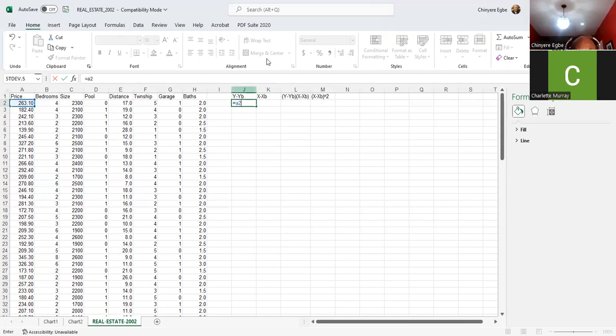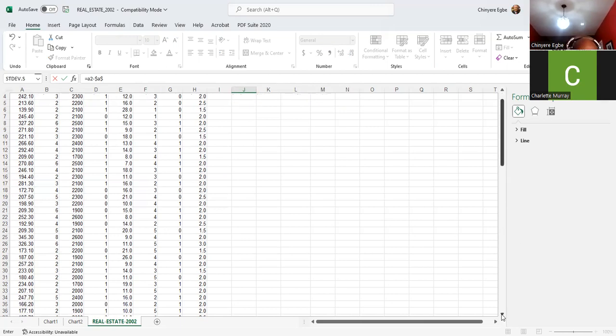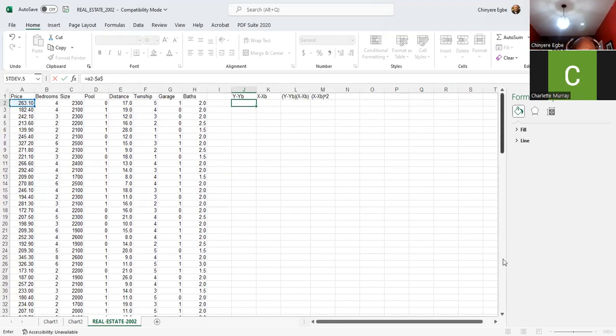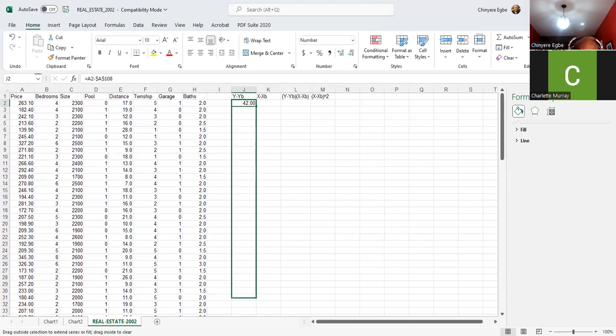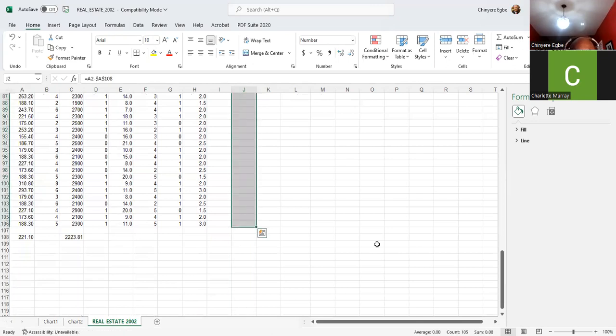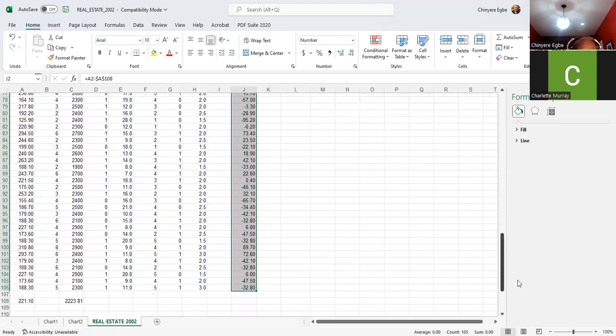And so y minus yb equals A2 minus $A$108. Okay, reversing, 108. Very easy. You can see, so you get that, and you drag it down. All right. Some values are negative, some values are positive.